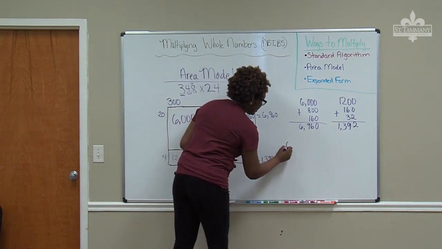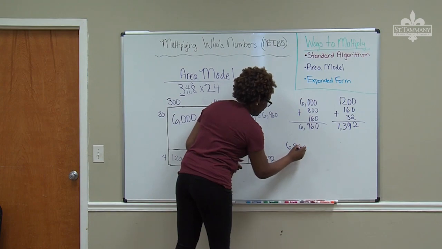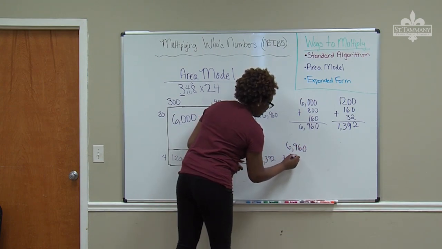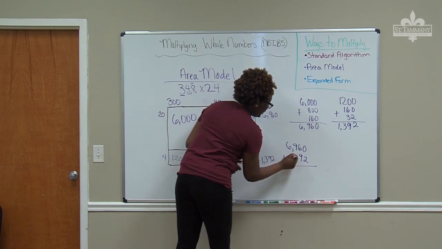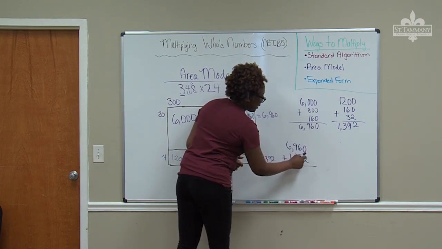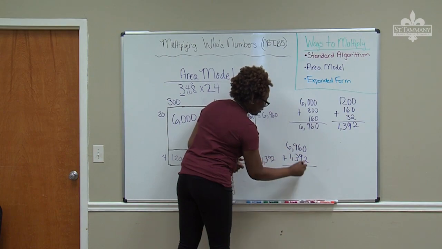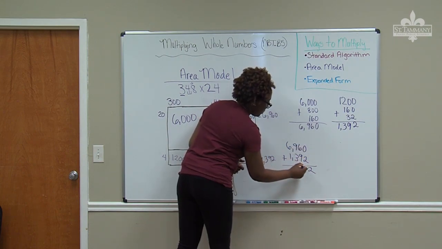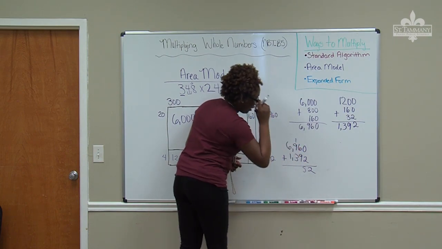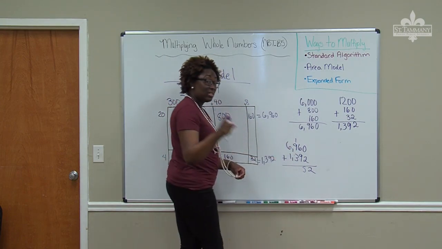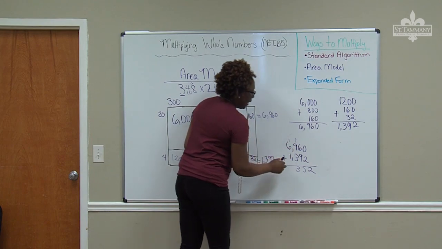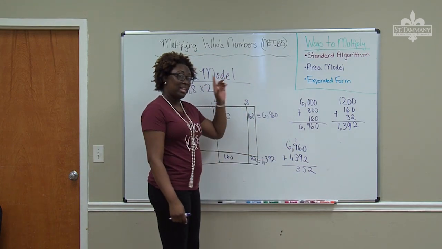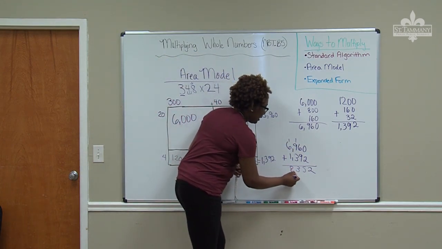Let's take 6,960 and we're going to add 1,392 to it because we want to get the overall product. 0 plus 2 gives us 2. 6 plus 9 gives us 15. Write our 5, carry our 1. 9 plus 3 gives us 12. Add our 1. That gives us 13. 6 plus 1 gives us 7. Add 1 more. That gives us 8.